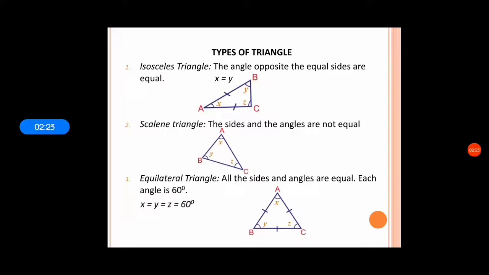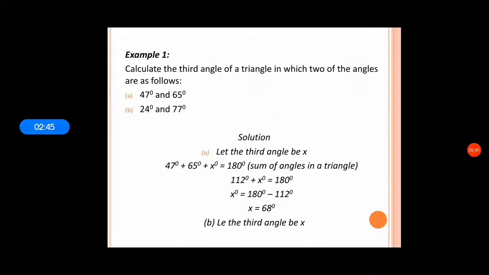We did not go into detail because we have talked about these types of triangles before. But what we actually want to do here is to solve problems that are associated with triangles. So let's go to the next slide to begin solving problems that have to do with it. So example 1, calculate the third angle of a triangle in which two of the angles are as follows: 47 degrees and 65 degrees; 24 degrees and 77 degrees.